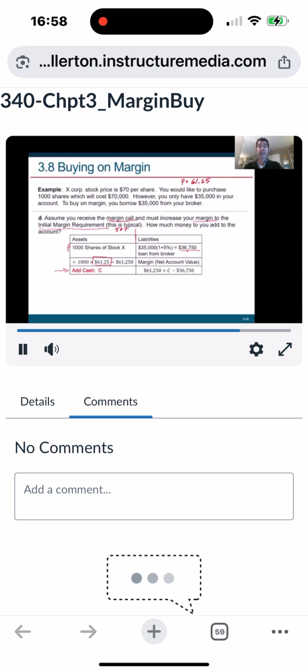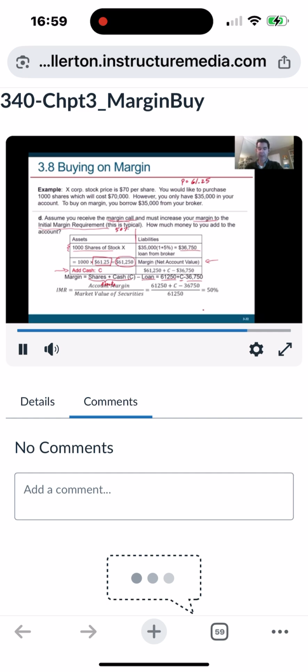All right, so putting these together, I can calculate my account margin. Account margin is what? Assets minus liabilities. So margin is on the asset side, it's both of these. It's the shares and the cash, minus the liabilities, that's the loan. The shares are worth $61,250. The cash is C, that's what I don't know. And I owe $36,750 to the broker. So that's going to be my account margin.